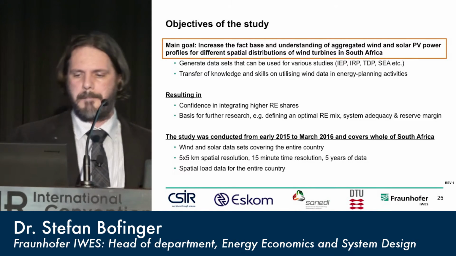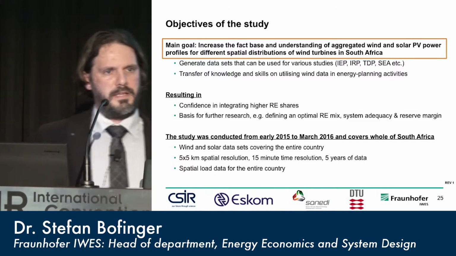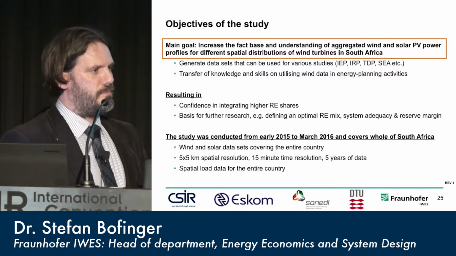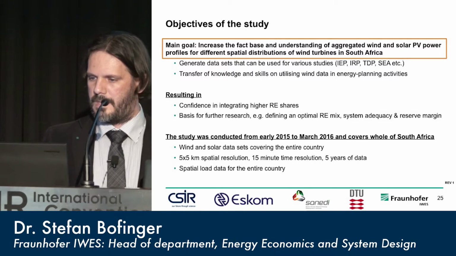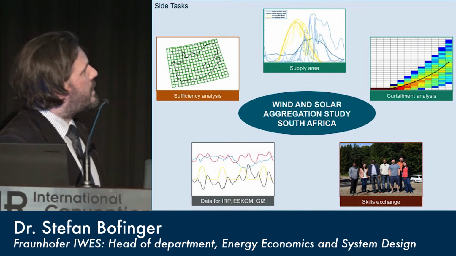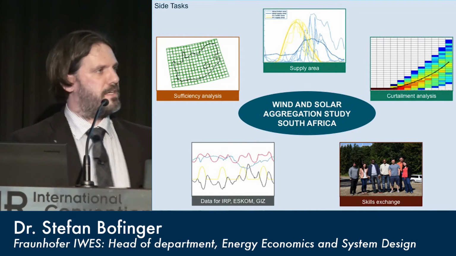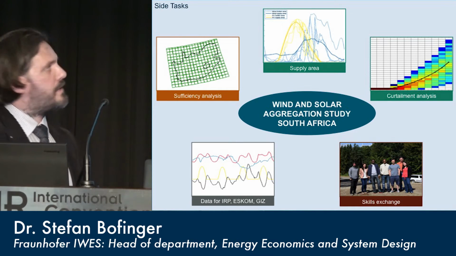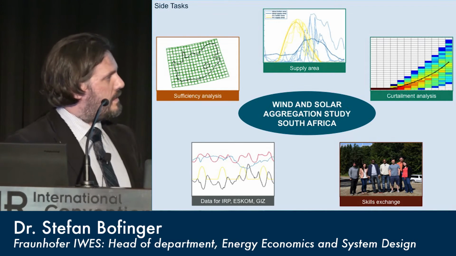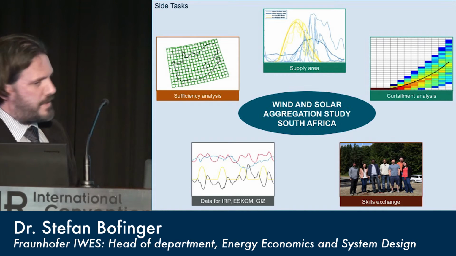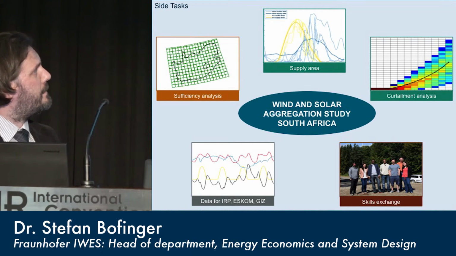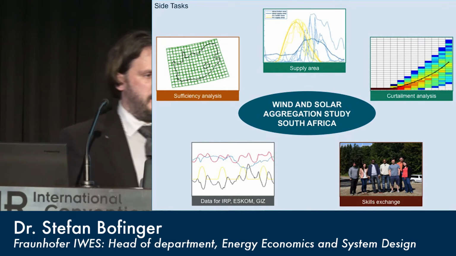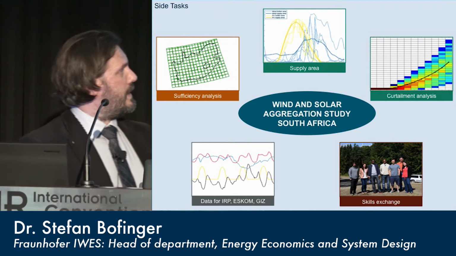What has been produced is a countrywide wind and solar data set covering the entire country with a 5 by 5 kilometer spatial resolution and 15 minute temporal resolution. Within the wind and solar aggregation studies, we have the core study, which is really this aggregation work, but we carried out a lot of other sub-studies, for example a study for the Port Elizabeth region to show the aggregation and smoothing effects within this supply area. Also a curtailment analysis leading to a value for how much a transmission grid substation can be overloaded by wind and solar data.